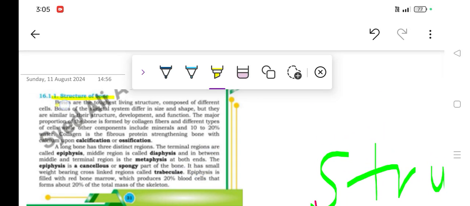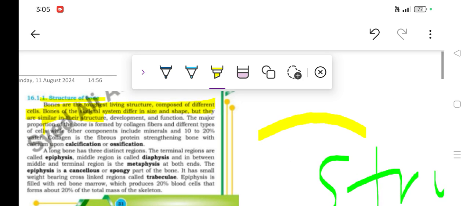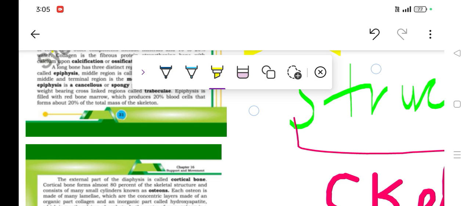Structure of bone. Bones are the toughest living structure, composed of different cells. Bones of the skeletal system differ in size and shape, but they are similar in their structure. Their size and shape vary, but normally what we study is this particular shape which I made.